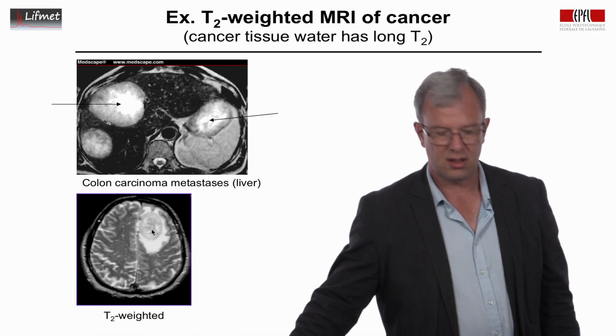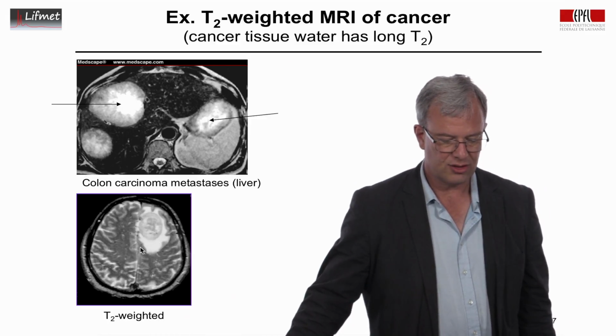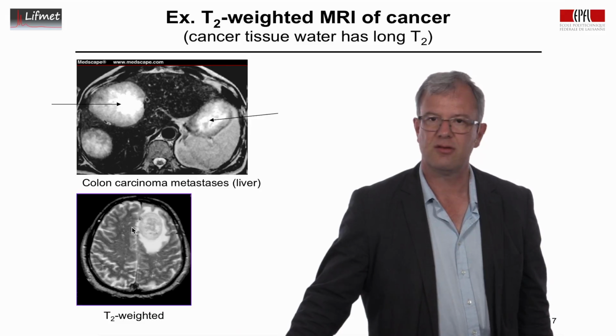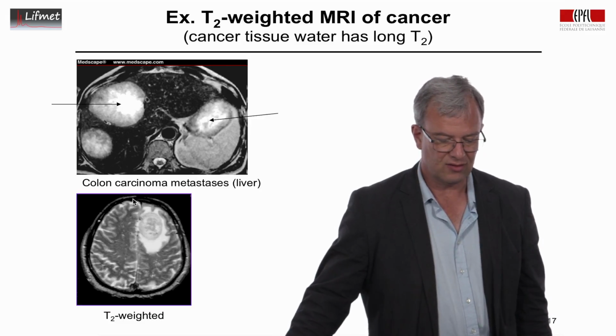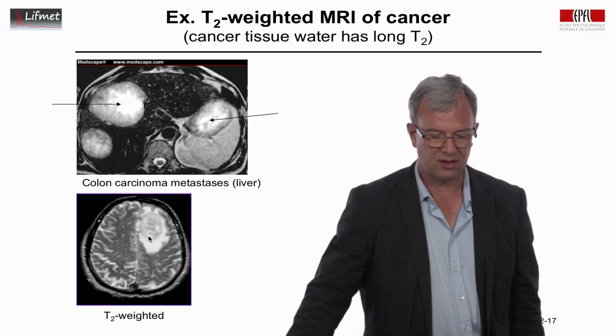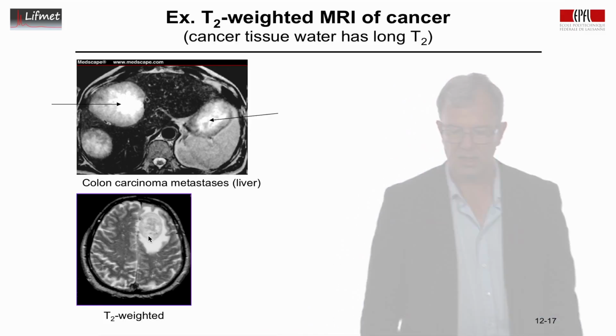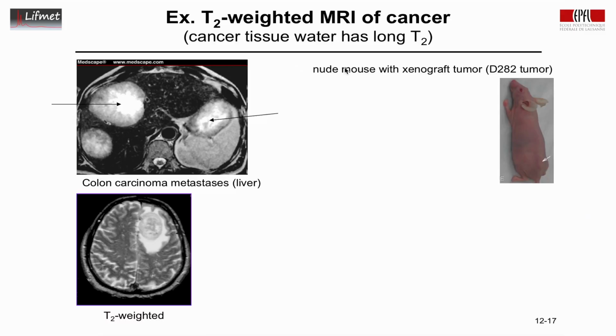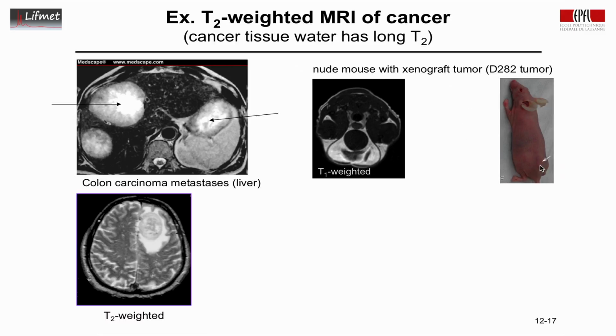Here's a T2 weighted image of the brain, a tumor. One can see the bright area here where it shouldn't be, and there is even some difference within that looks peculiar. Here's an example of a mouse with xenograft tumor. So the tumor is here implanted here on the surface.